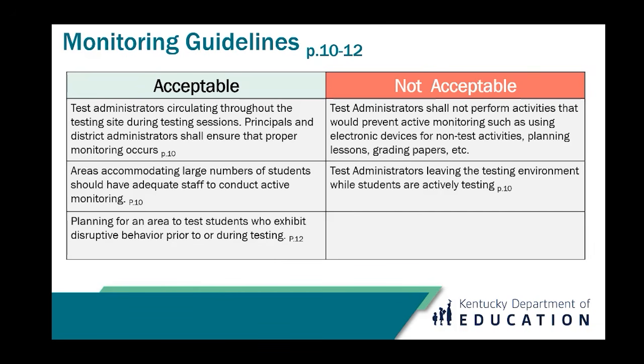Active monitoring means staff walking up and down the aisles of the classroom, staying visible at all times, and ensuring that outside technology is not being used by students. It is the responsibility of principals and district administrators to ensure that proper monitoring occurs. Checking email, grading papers, lesson planning, etc., does not allow for active monitoring.